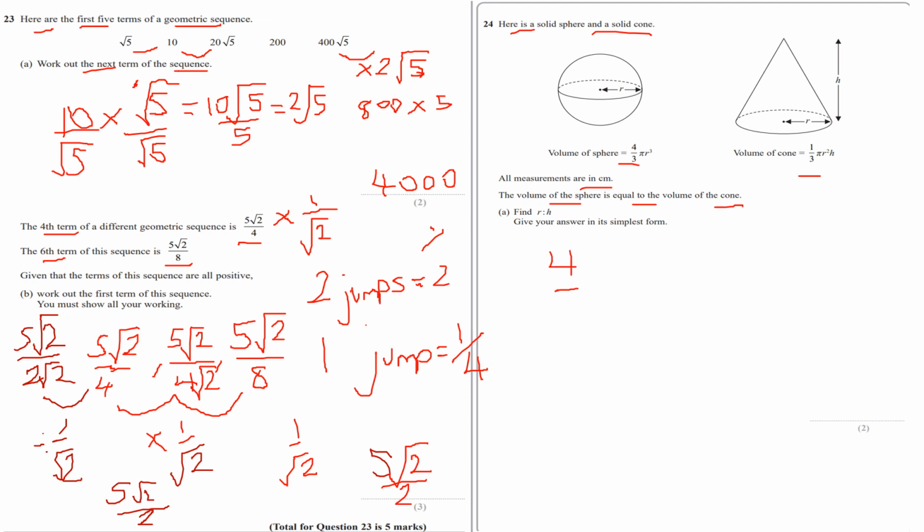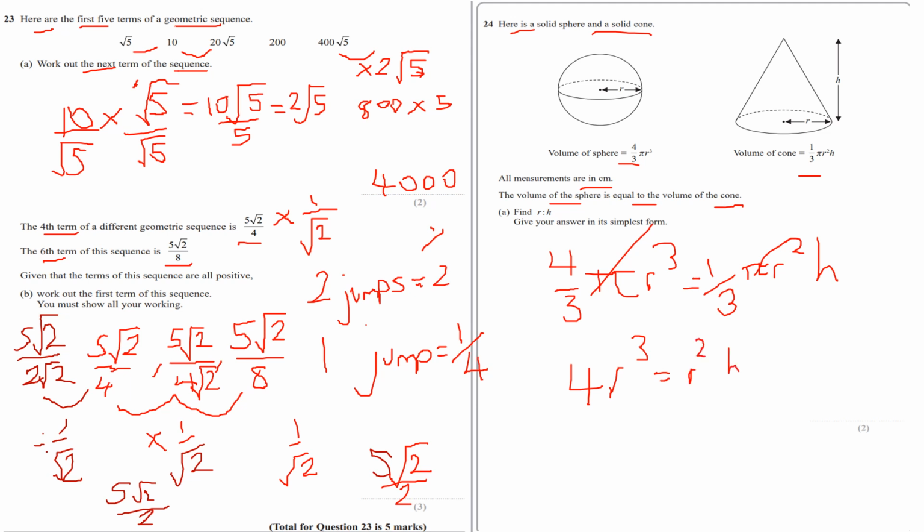So 4/3 pi R cubed is equal to 1/3 pi R squared H, because that's telling me that the volumes are equal to each other. I can cancel the pi's, I can multiply by 3, so I get 4R cubed is equal to R squared H. Dividing both sides by R squared, I get 4R is equal to H.